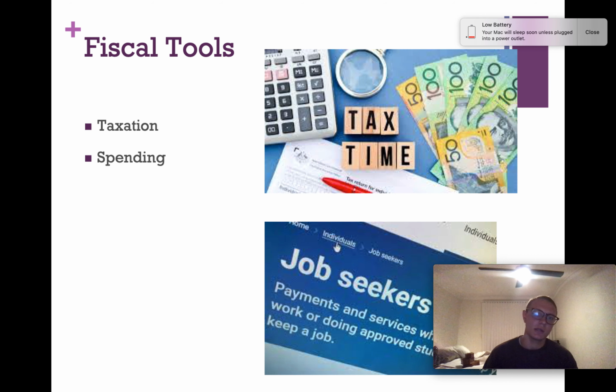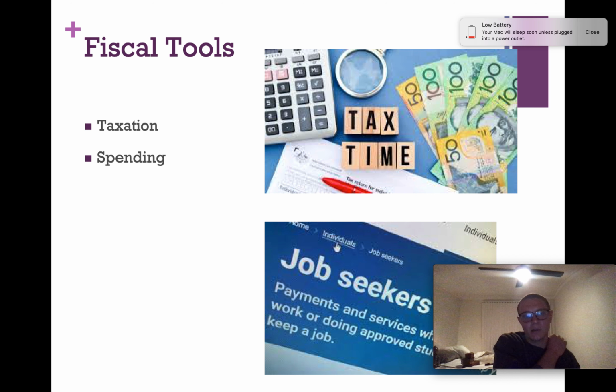Onto fiscal policy. This is the taxation and spending from the government, and it can have two effects: expansionary and contractionary. To expand the economy, the government will decrease its taxation and increase its spending, and to contract the economy, it will increase its tax and decrease its spending.